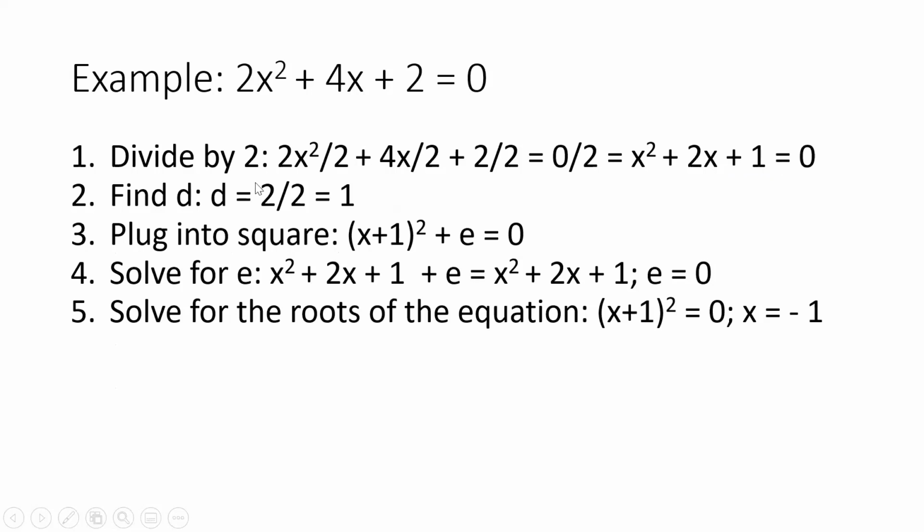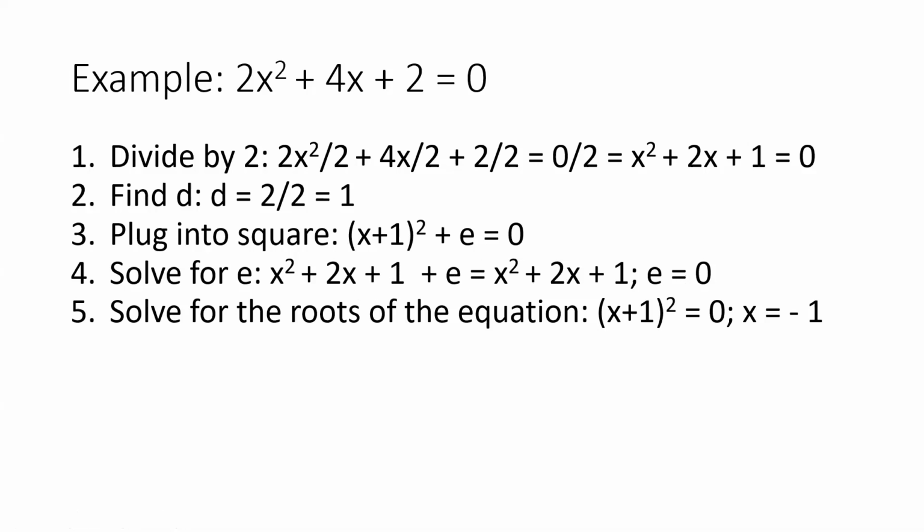And we find that d is 2 over 2, which is equal to 1. So if we plug that into our square equation, we get (x plus 1) squared plus e is equal to 0. Now, if we solve for e, we get x squared plus 2x plus 1 plus e equals x squared plus 2x plus 1. All these terms, the x squared, 2x and 1, are common. So if those cancel out, we get that e is equal to 0.